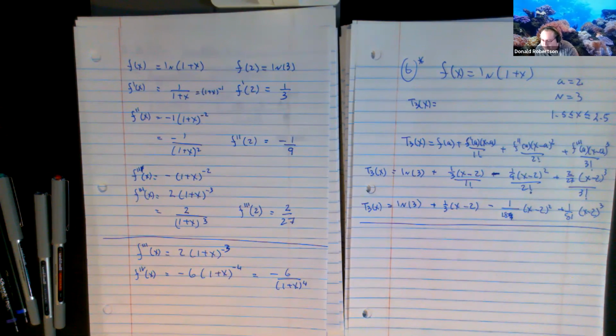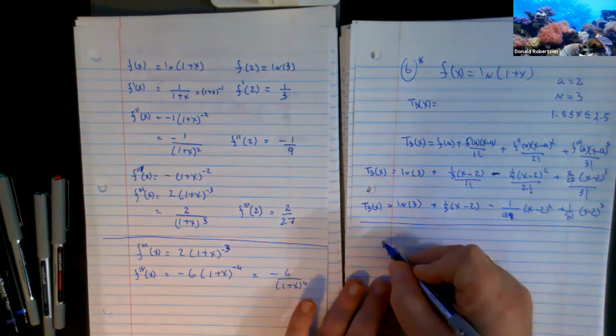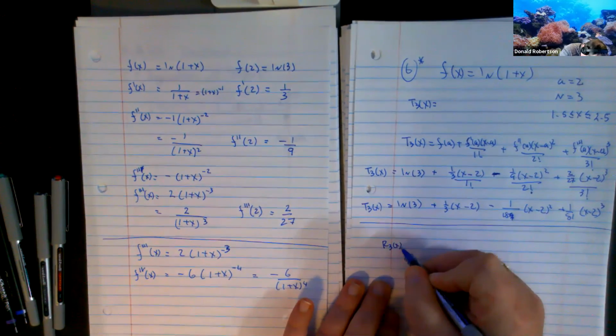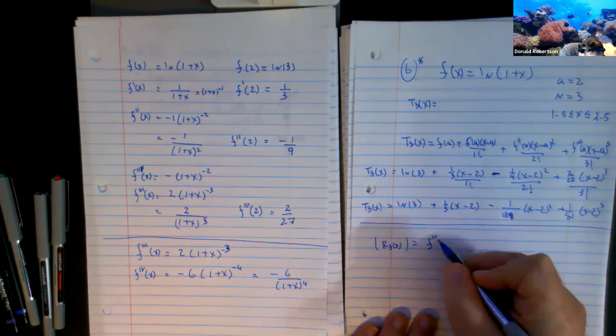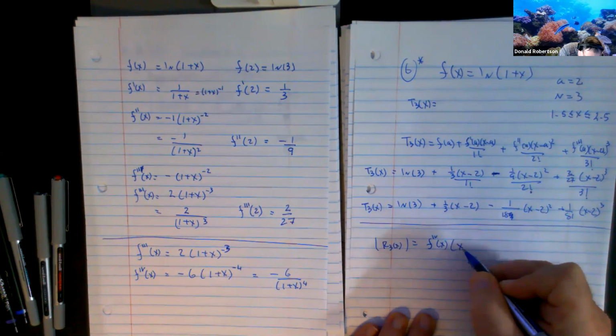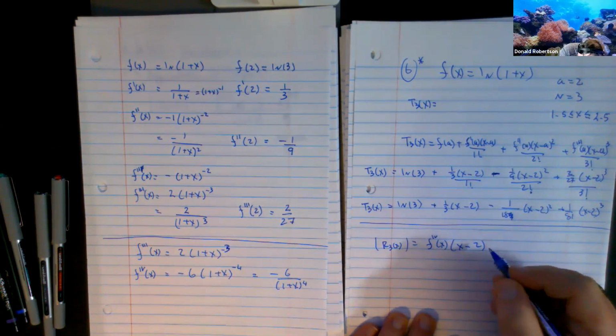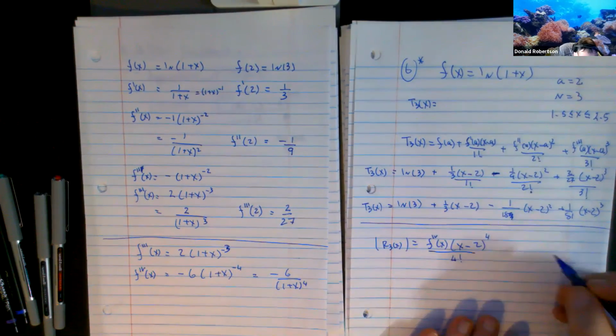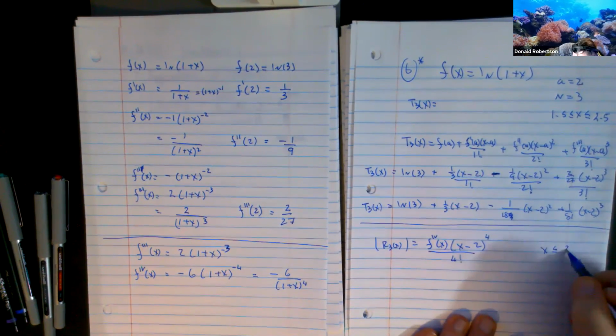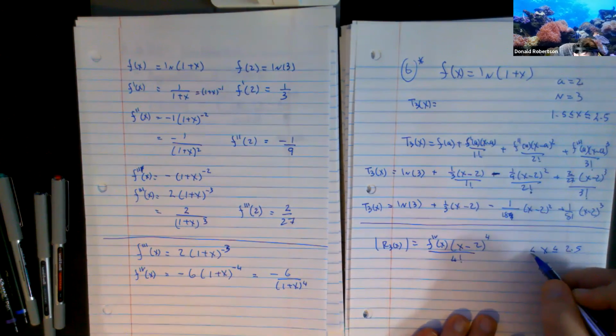Is it slowly getting the format to it? This is what you do, you get all the pieces, you stick them all together, and you try and make it look pretty. So now we are on R3 of x, technically the maximum value of it. So it's going to be the fourth derivative at x, x minus 2 to the power of 4 over 4 factorial. And we know that x is going to be in this range because they told us.